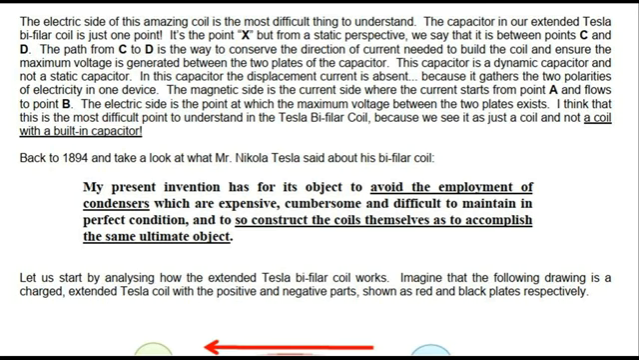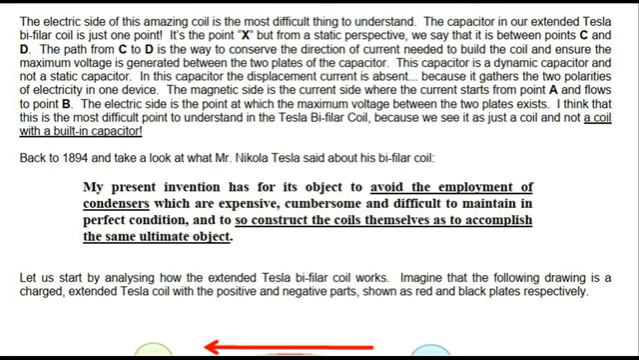Back to 1894 and take a look at what Mr. Nikola Tesla said about his bifilar coil. My present invention has for its object to avoid the employment of condensers, which are expensive, cumbersome and difficult to maintain in perfect condition, and to so construct the coils themselves as to accomplish the same ultimate object.